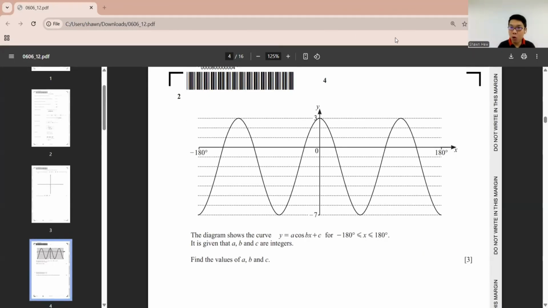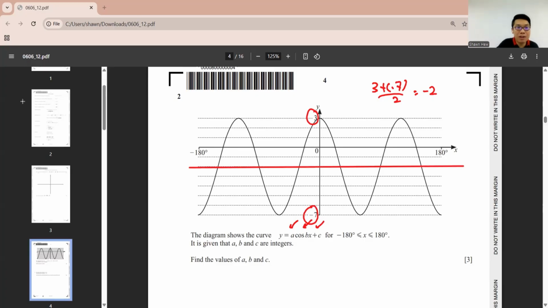Question 2, trigonometry. They give you a trigo graph and ask you what is A, B, C. Whenever you see a trigo question, the first thing you need to find is where the middle line is. We know the maximum point is 3, the minimum point is minus 7. So we sum them and halve: minus 2 is the middle line. So after we get the middle line, we know that my whole graph moved down to minus 2. So C is minus 2. A is the amplitude. We know that from the maximum to the middle line is 5.